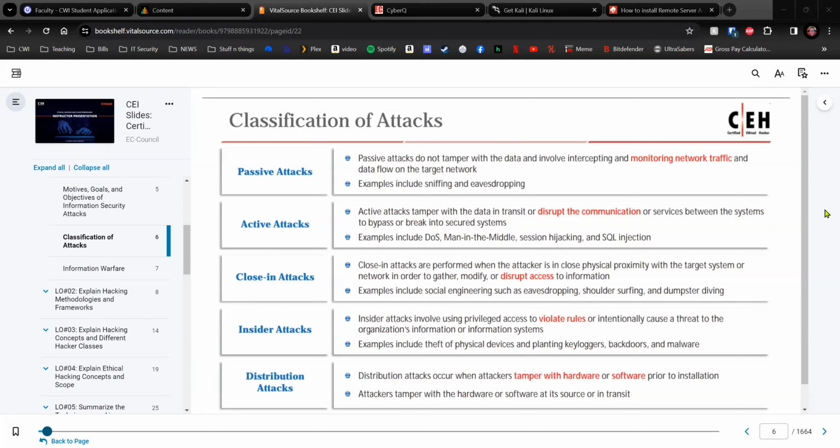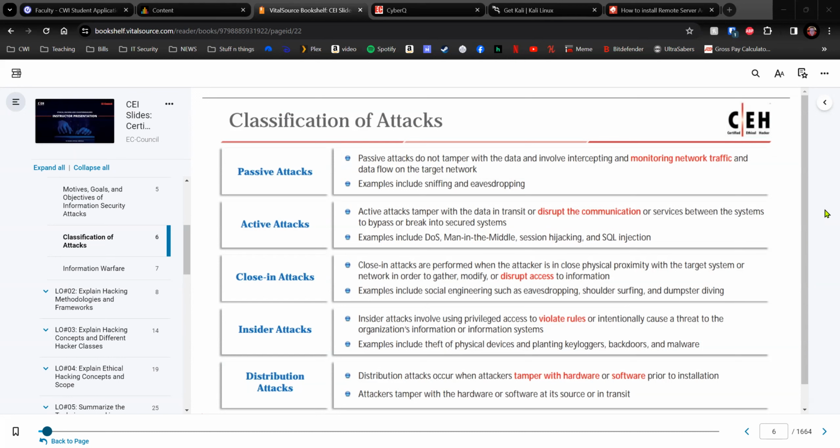All right, classification of attacks. So passive attacks, these are attacks that do not tamper with the data and involve intercepting and monitoring network traffic and data flow on the target network. Examples include sniffing and eavesdropping. Active attacks are when you actually tamper with the data in transit, or you disrupt communications or services between the systems to bypass or break into secured systems. So like your DoS, DDoS, man-in-the-middle, session hijacking, and SQL injection.